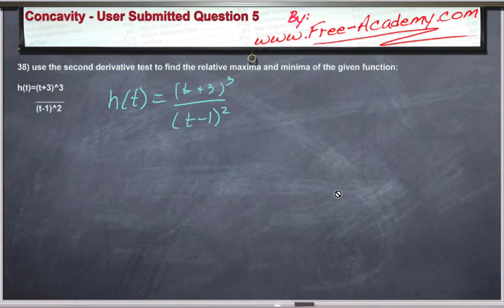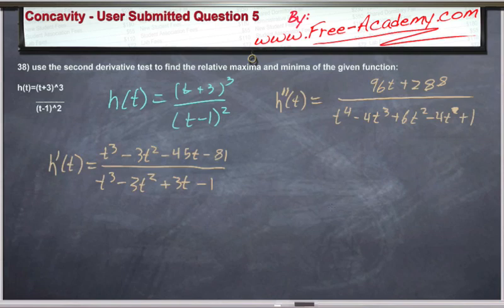This question is, we're given the function h of t equals (t plus 3) to the third divided by (t minus 1) squared, and we're asked to use the second derivative test to find the relative maximum and minimum of the function. Now, if you go and calculate these derivatives by hand, you're going to find that they very quickly turn into a convoluted mess. So, I use the wonders of technology to calculate the first and second derivatives for me.